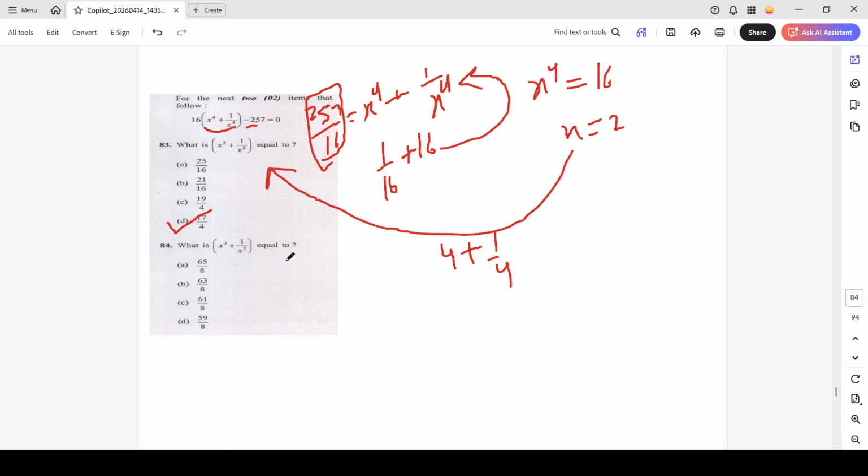Now if I put 2 here, what will become? 2 to the power 3 is equal to 8 plus 1 upon 2 to the power 3 is equal to 1 by 8, and it is just 64 plus 1, 65 by 8. That is A.